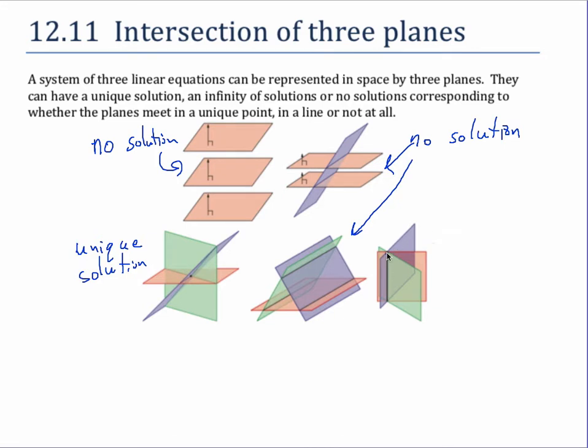Here we have they intersect at one line, so this is an infinite number of solutions. Every point on that line is a solution. So infinite number of solutions.